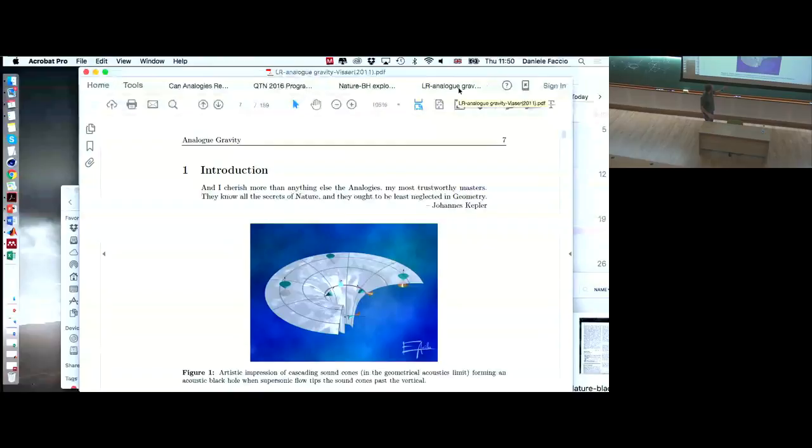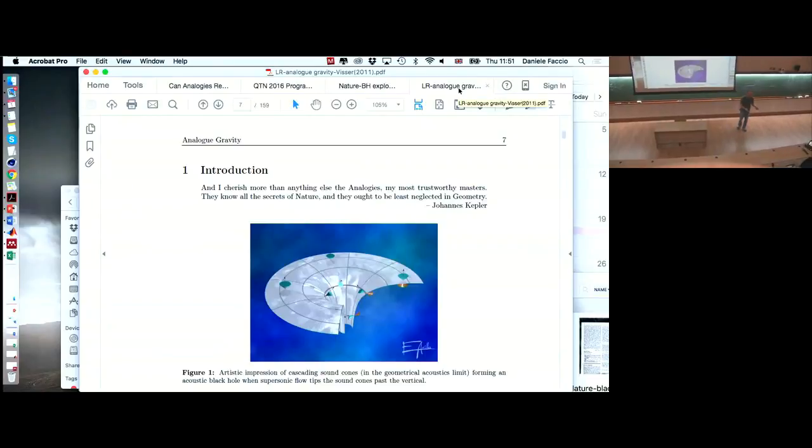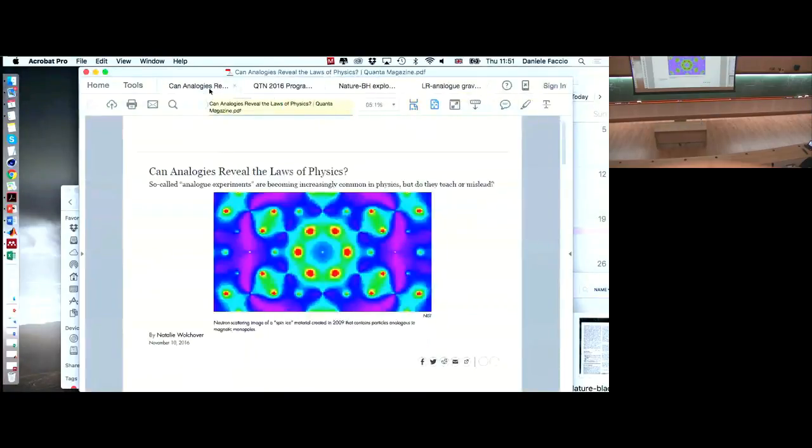And that's why this quotation is being pulled out here. They ought to be least neglected in geometry. And that's the essence of general relativity. Right? It's all about the geometry. I can take that geometry and I can try and study it somewhere else. If you get the geometry right, you should be able to get the physics right. And the question is, is that true? That's what Natalie Volkova is asking us. Is that true, and to what extent is it true? Okay.